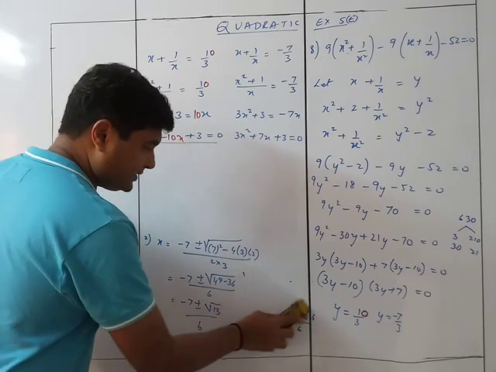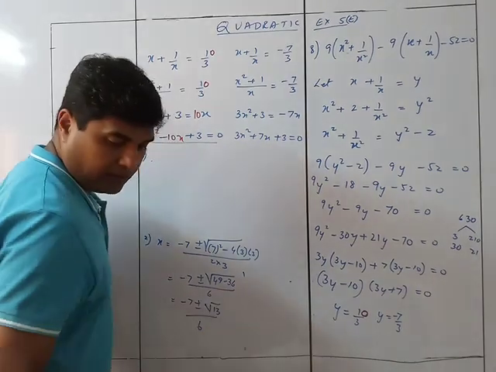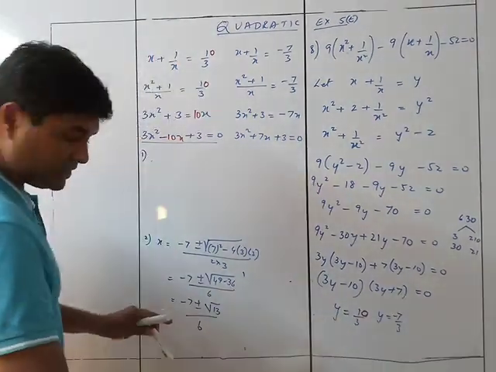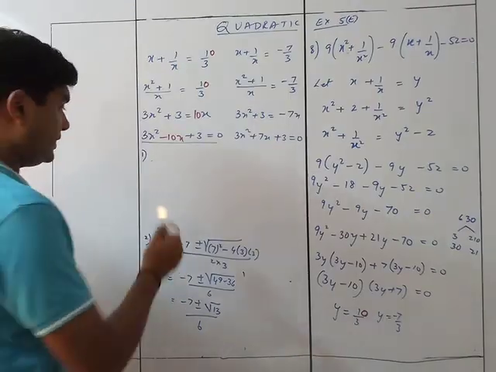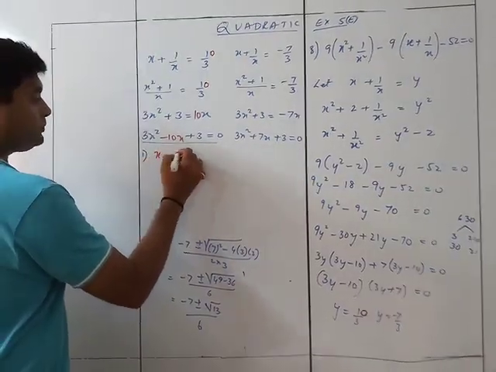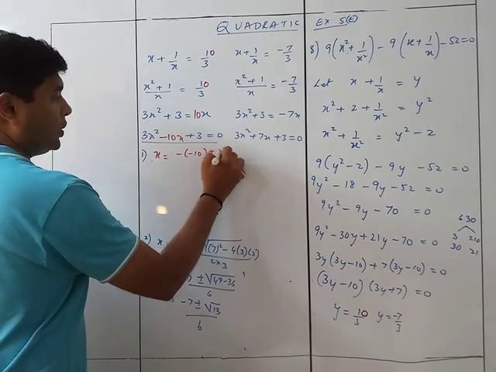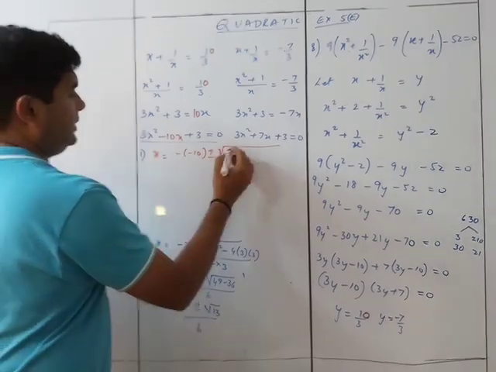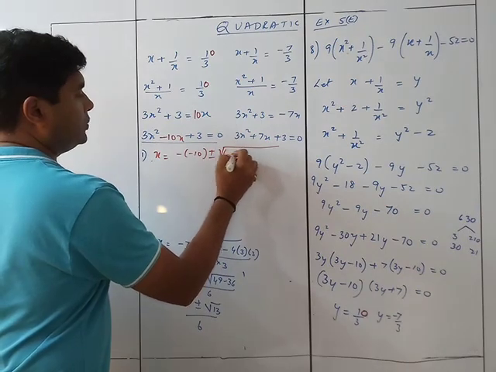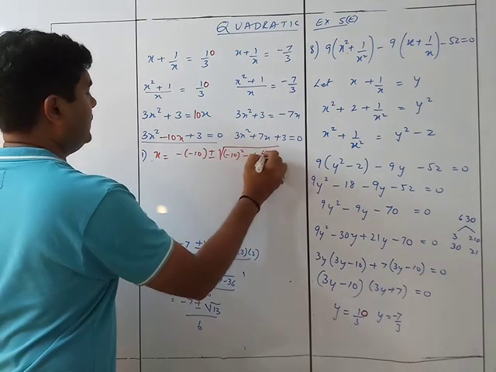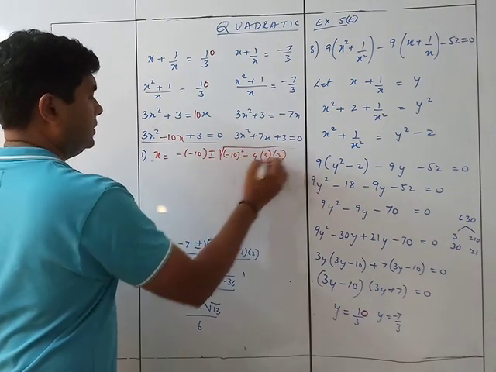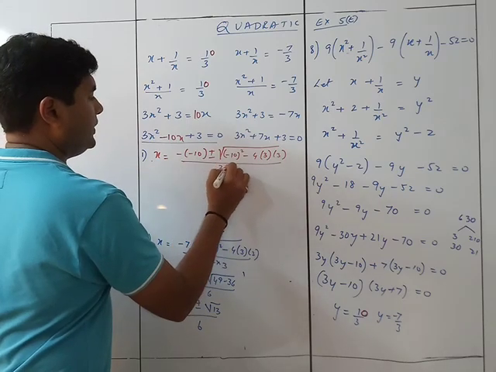This will repeat as it is. They have given the answer in this form only. The answer over here is minus 1 plus or minus root 13 upon 6. Over here, it will be x is equal to minus b plus or minus root of b square, that is minus 10 the whole square, minus 4 into 3 into 3, upon 2 into 3.